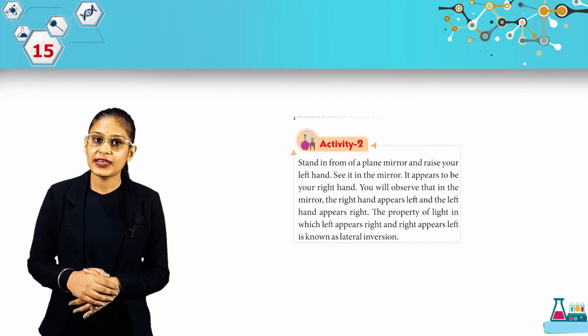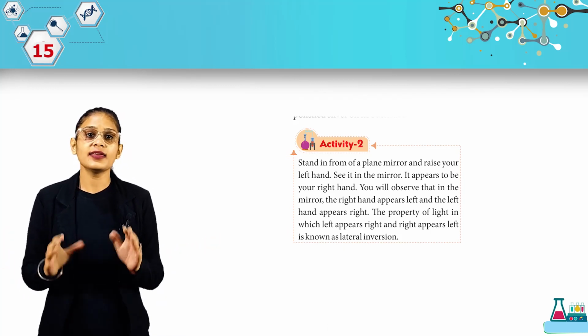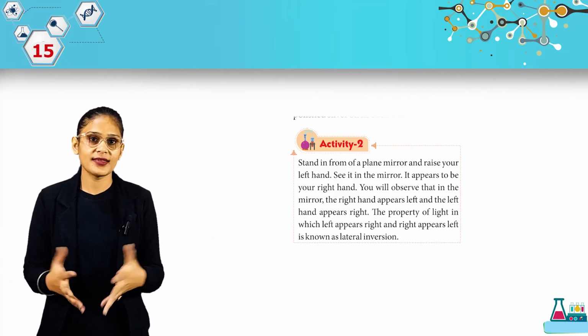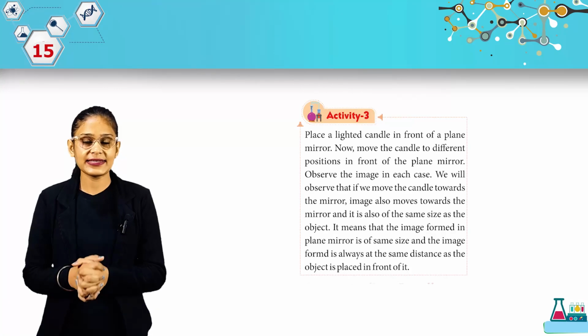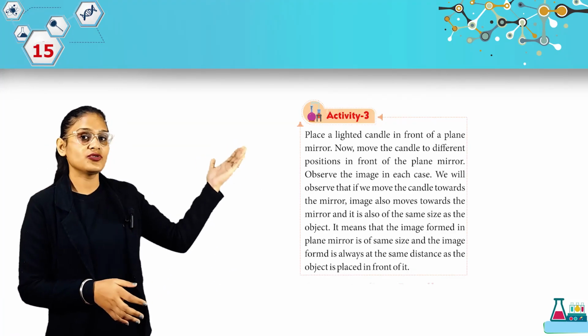So students, ये property क्या है? Lateral inversion है और I think ये आप सब करके देख सकते हैं. It is very easy. Now we have a next activity, that is activity 3.